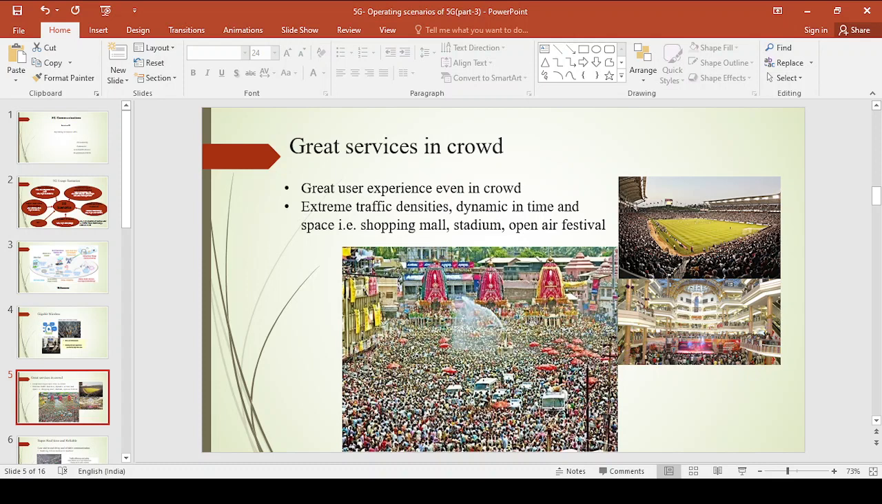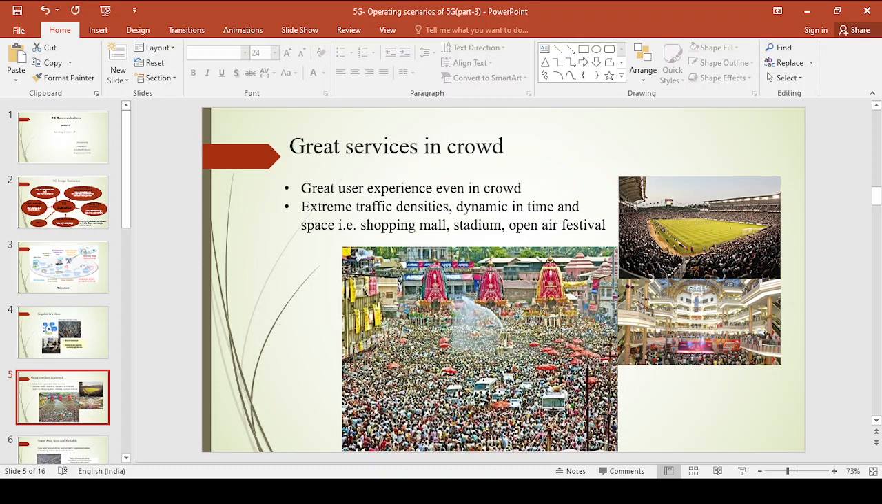At these places, sometimes we may not be able to connect your calls to other persons. This drawback is overcome under 5G. Though there is a crowd in a small area, 5G provides great services at open air festivals, stadiums and shopping malls. Through 5G we can get access to calls to your family members in places like open air festivals, stadiums and shopping malls. That means what I want to say is, there are places where more people will be gathered.